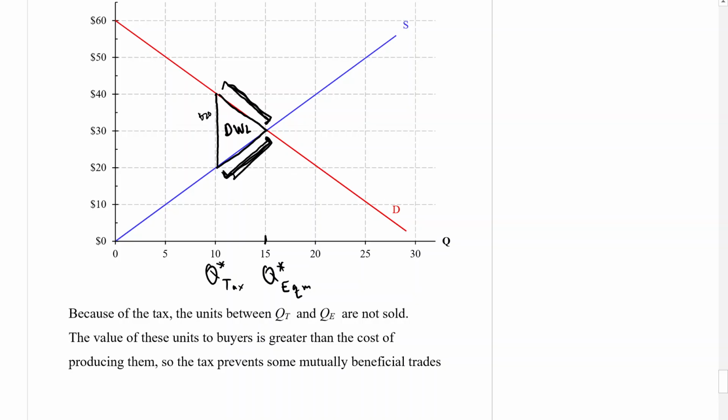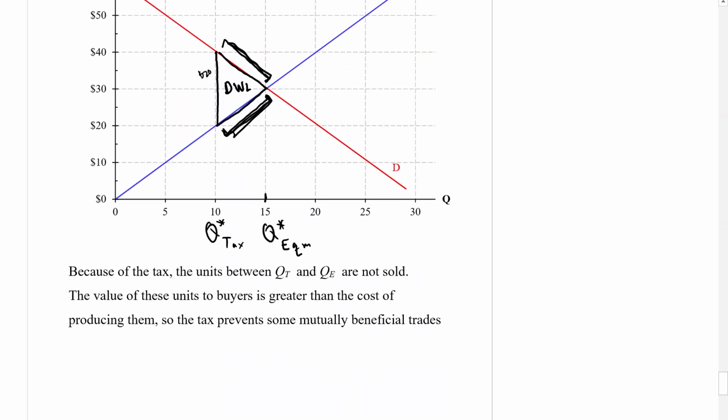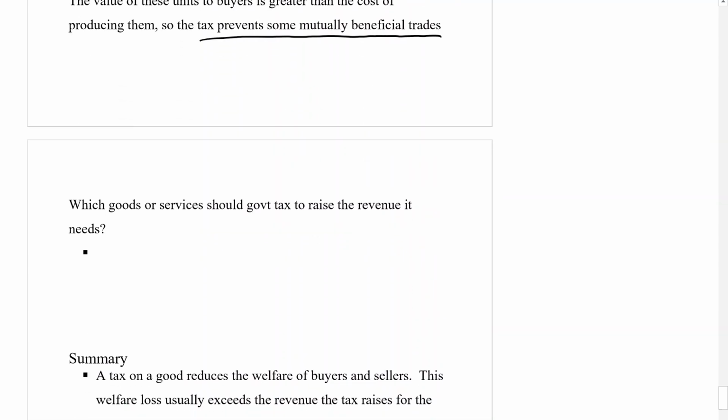Those units are not sold. And what that tax is doing is preventing some of those mutually beneficial trades. And so that's essentially the gist of what's happening there with taxation.